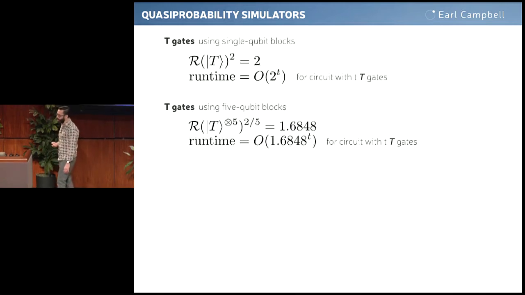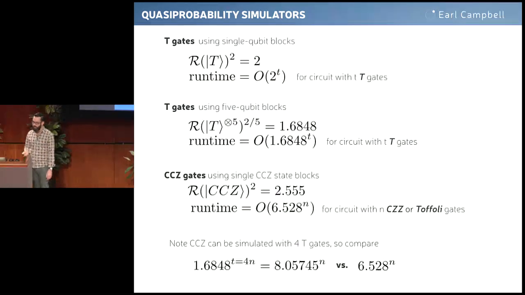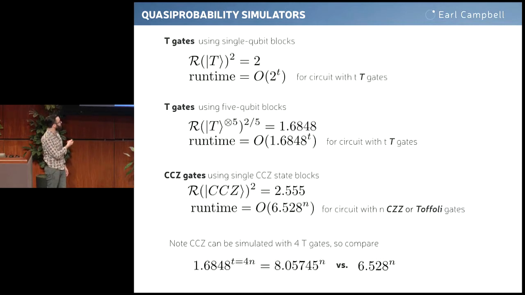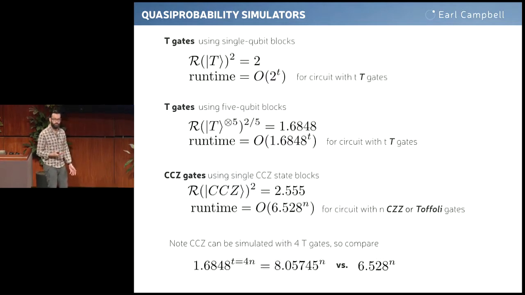So I've mostly talked about T states, but we're not limited to just T states. We can also think about these other Clifford magic states that we could deterministically inject. And if we look at, for example, the CCZ state, we can again run our convex optimization and find a value for what the robustness is. So the interesting thing here is that CCZ, or Toffoli, is something that we know we can synthesize using 4 T gates. So then you can compare which one's the best.